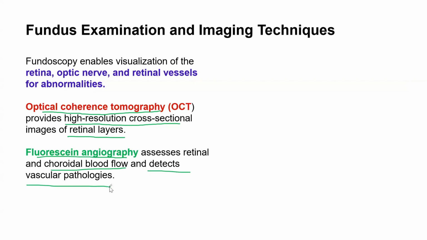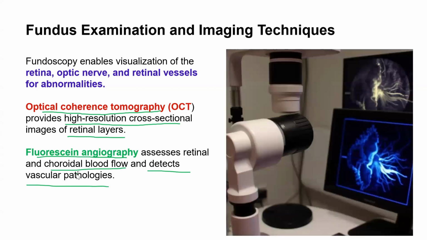and it also detects vascular pathologies. So these are three important imaging techniques: fundoscopy, optical coherence tomography, and fluorescein angiography. All these are imaging techniques that are used for examination and diagnosis of the eyes. And as you can see, this is an image trying to show the retinal layers. As you can see clearly, that is optical coherence tomography.